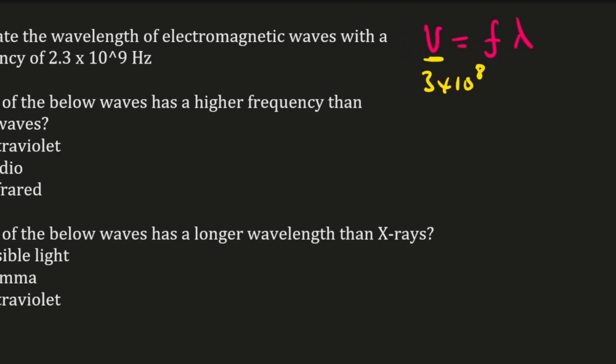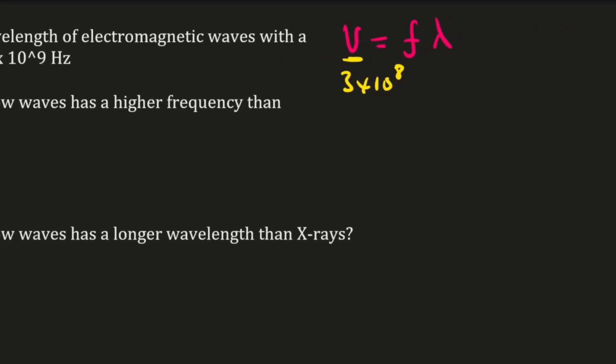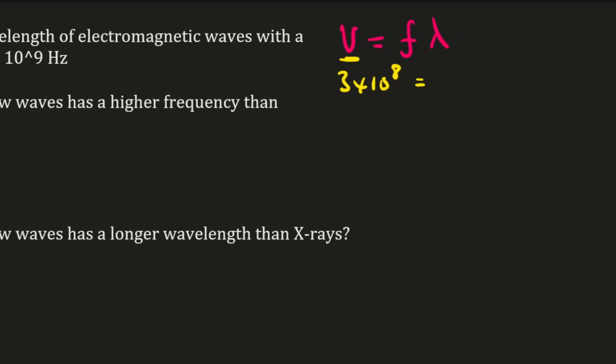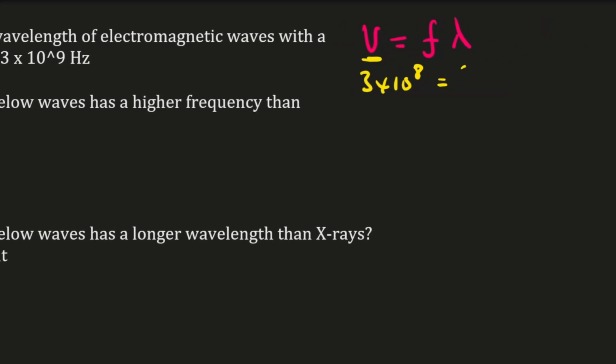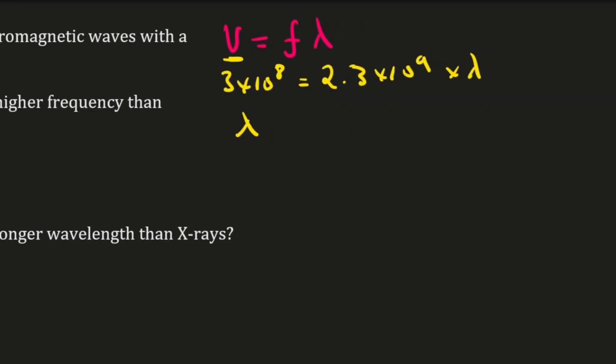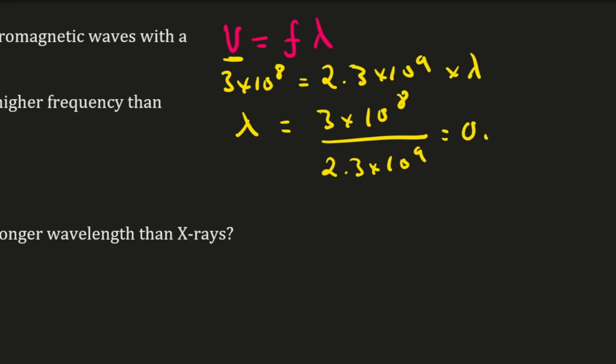So if we have the wave speed and we have the wave frequency, then we can just rearrange for the wavelength. So this is 2.3 times 10 to the 9 hertz multiplied by lambda, which we don't know. So we can rearrange for our lambda, and therefore our wavelength is going to be 3 times 10 to the 8 meters per second over 2.3 times 10 to the 9 hertz. And if you put that into your calculator, you should get approximately 0.13 meters. Okay, so hopefully you got that one right.